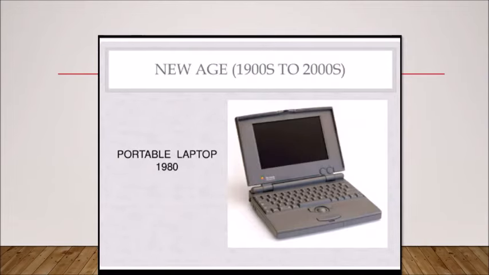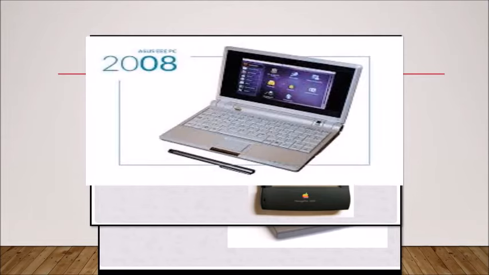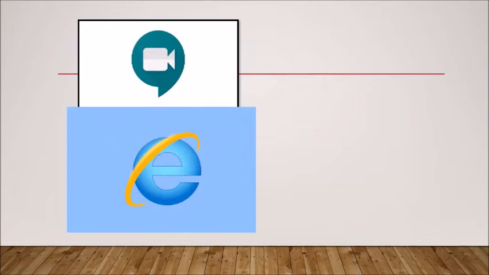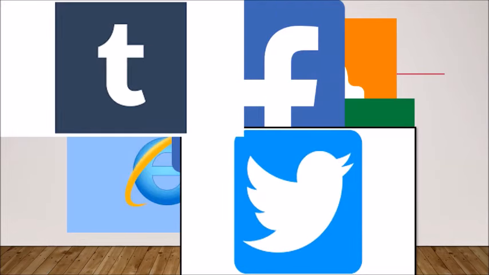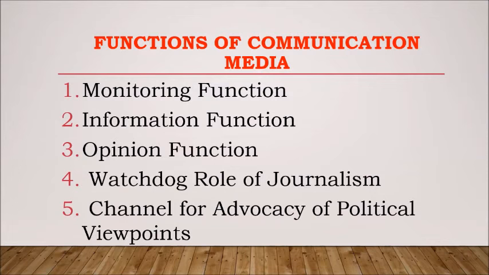So here are the examples of media under the new or information age. First, we have laptops that were introduced in 1980. We also have tablets that were introduced in 1993, and notebooks that were invented during 2008. We also have smartphones. Also during this time, wearable technologies were invented. We also have the following under this period: Google Meet, Internet Explorer, Blogspot, Friendster, and many more. And those are the different periods in the evolution of traditional media to new media.